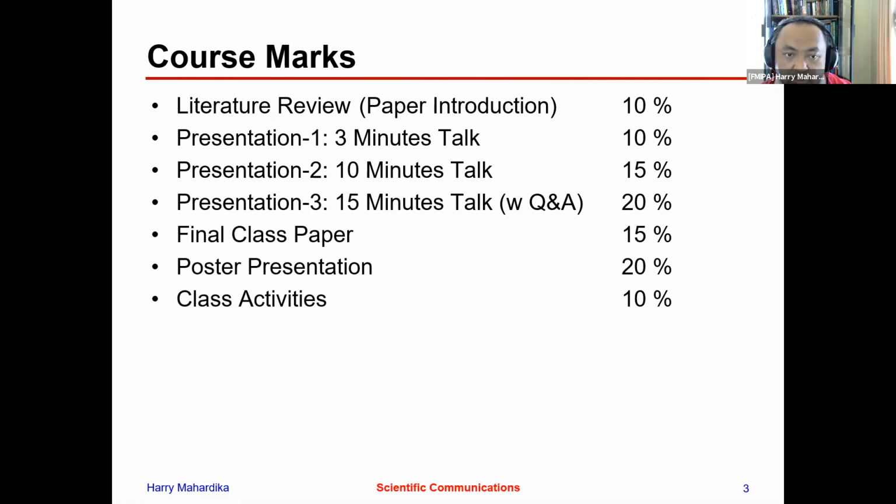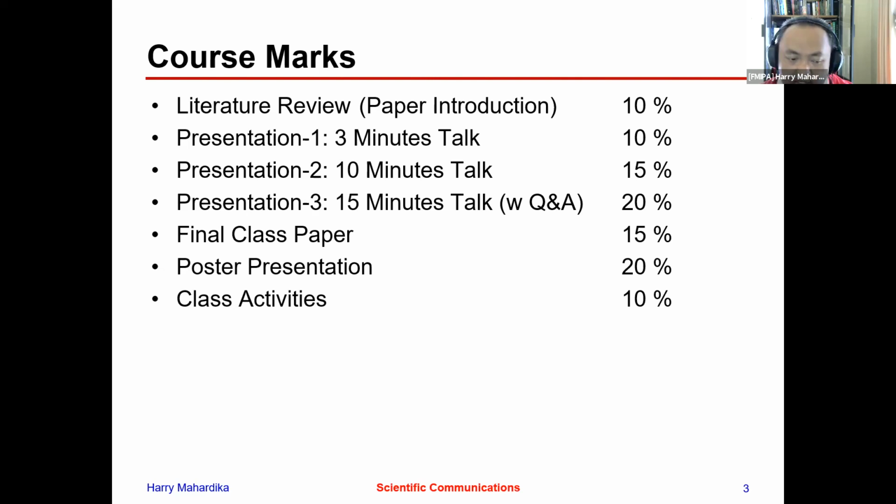And then presentation 3, the last oral presentation, will last for 15 minutes, which includes a question and answer session, usually done in the last part of your talk. And then there are the final paper submission, the poster presentation, and class activities.